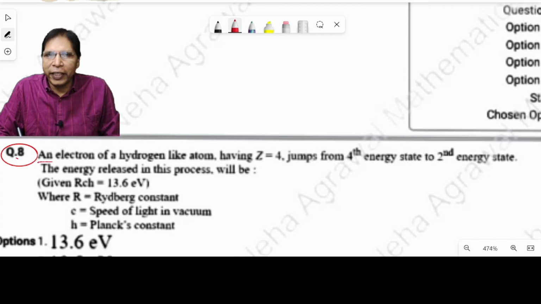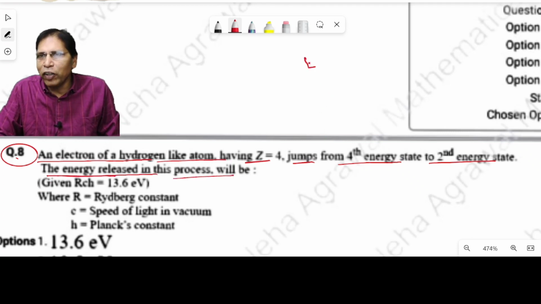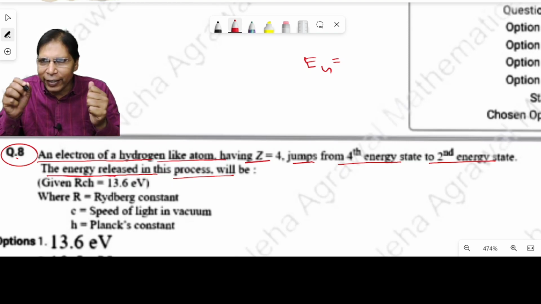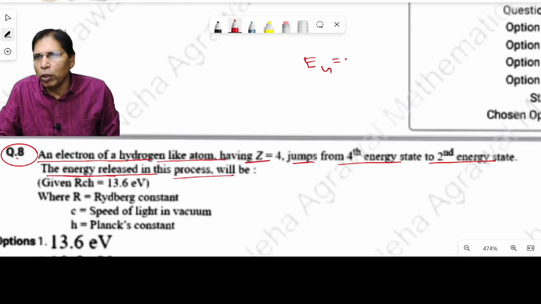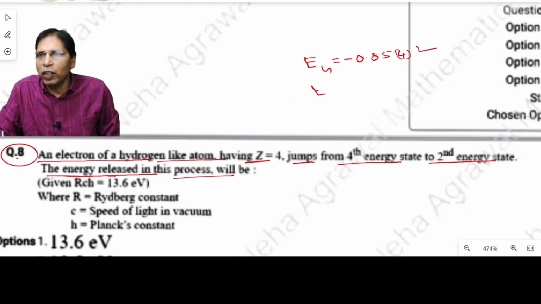Now question number 8. An electron of a hydrogen-like atom having Z equal to 4 jumps from the fourth energy state to the second energy state. The energy released in this process. You know the energy of the electron in the fourth orbit of a hydrogen-like atom is 0.85 times Z square, where Z square is 4 square. Now E2 equals minus 3.4 times Z square, that is 4 square.